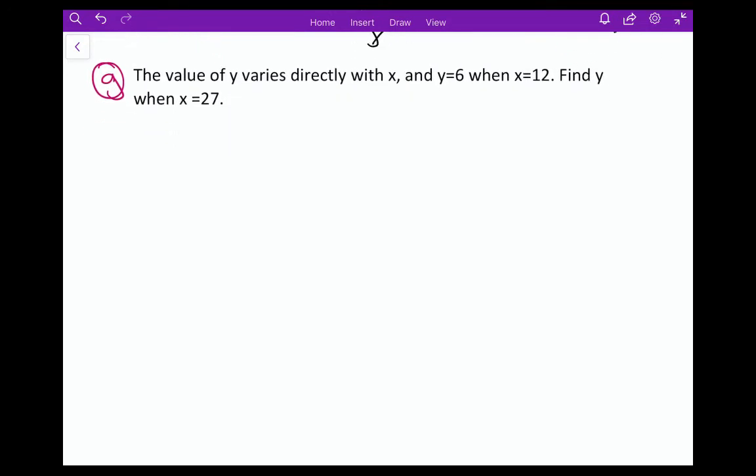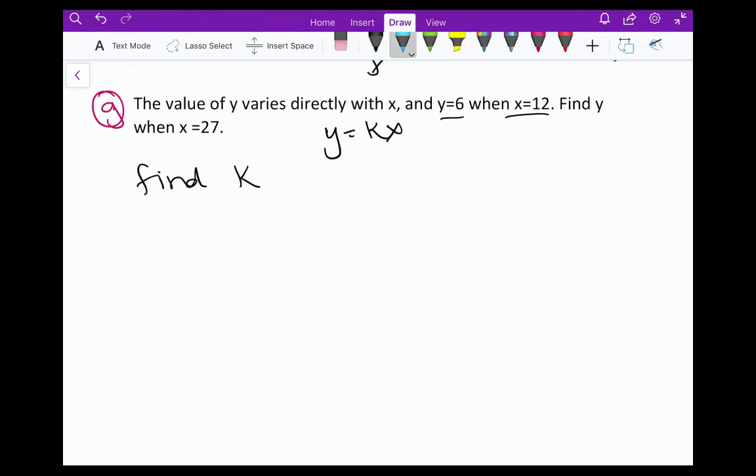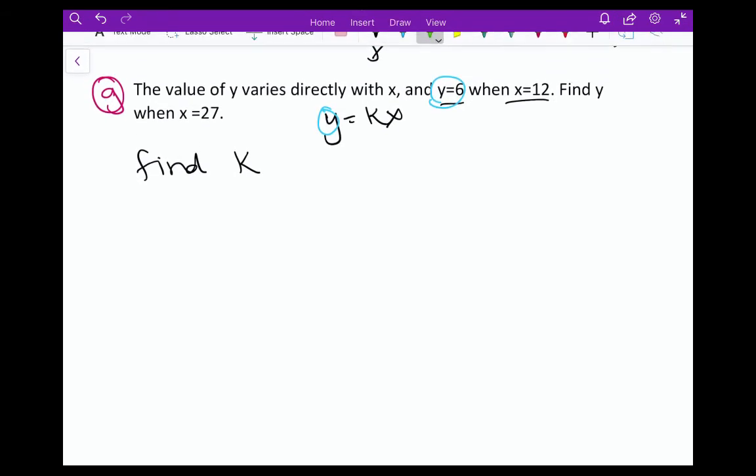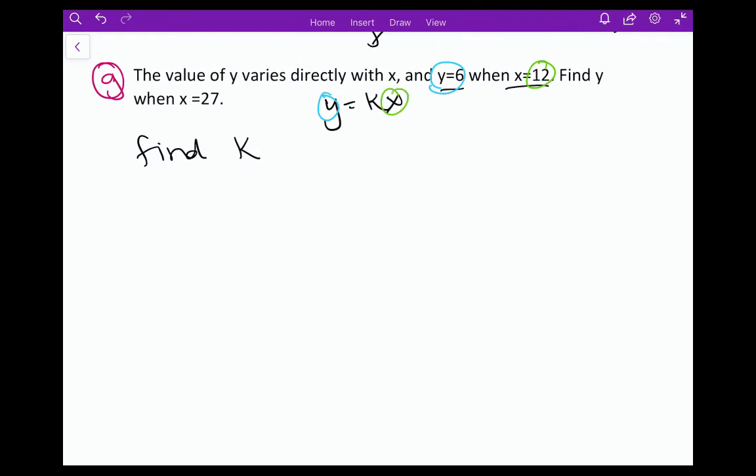Here's an example. The value of y varies directly with x. So that means we're going to have y equals kx, and y equals 6 when x equals 12. They want us to find y when x equals 27. So what we need to do is find k. In order to do that, we're going to substitute a 6 for the y and a 12 for the x.